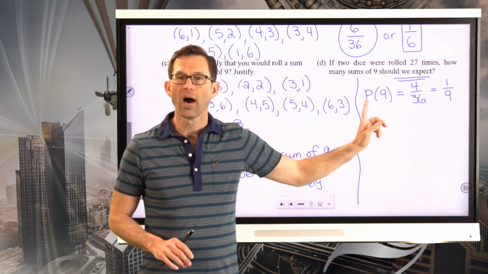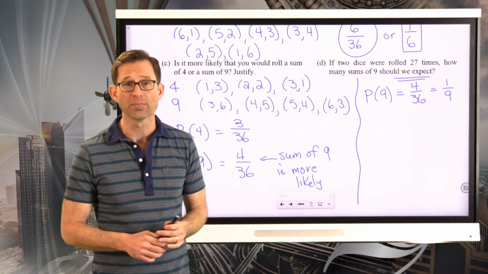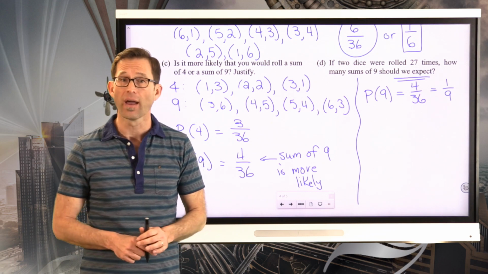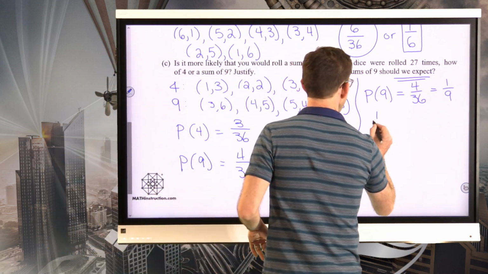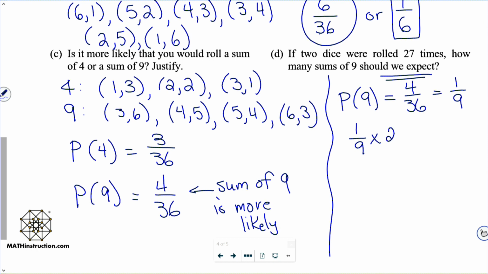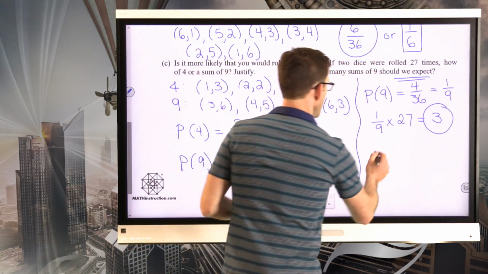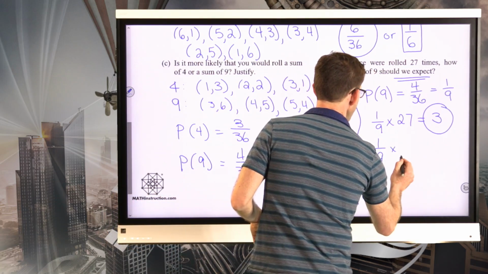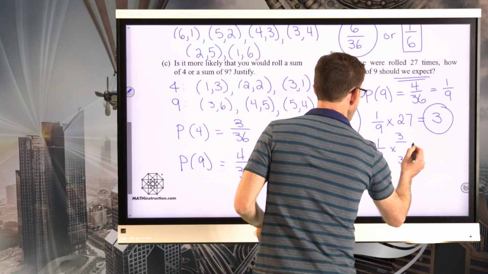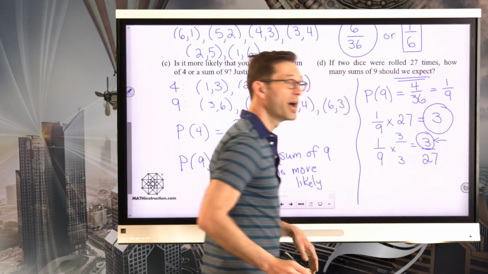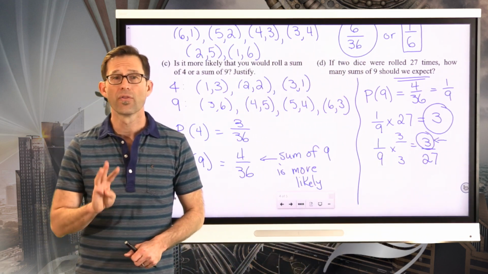So the probability of rolling a 9 is 1/9, which means 1/9 of all the times that we roll, we would expect a sum of 9. So if we've got 27, it's simply going to be 1/9 of 27, and we would expect 3 times. Now, another way to think about it is literally by saying, all right, well, the probability is 1/9. Let me convert that so that its denominator is 27. That would be 3/27, and that would mean I would expect to roll a sum of 9 3 times.